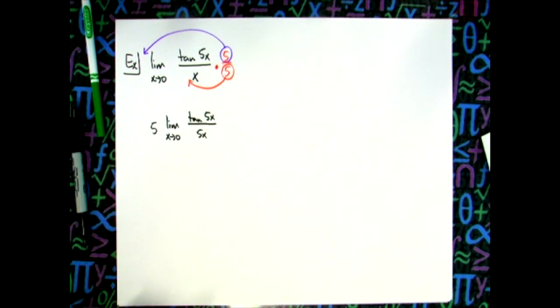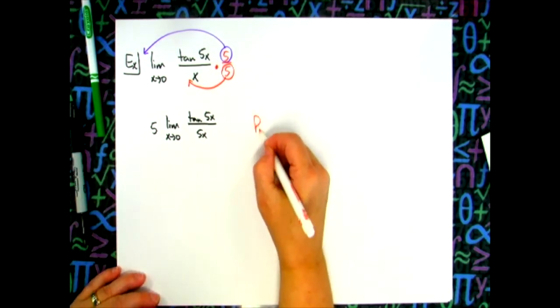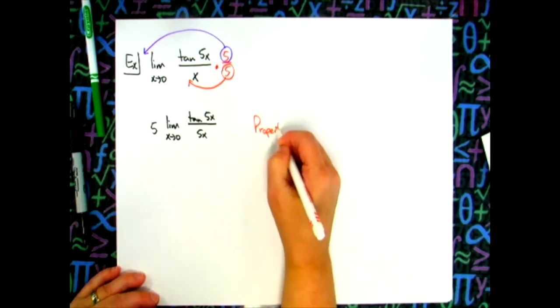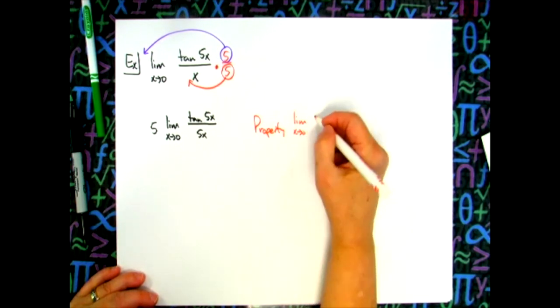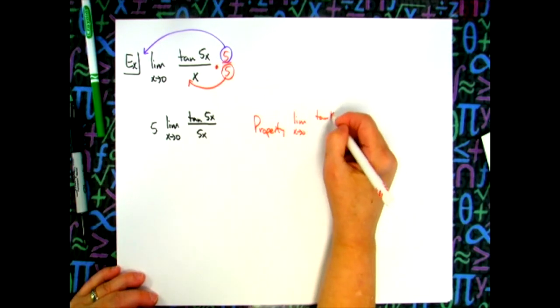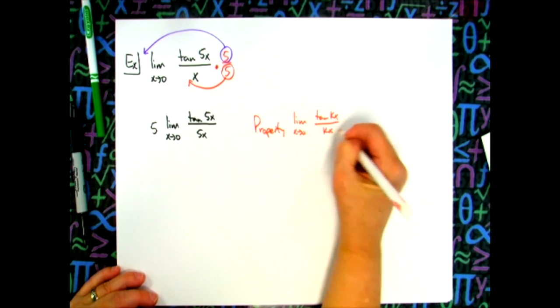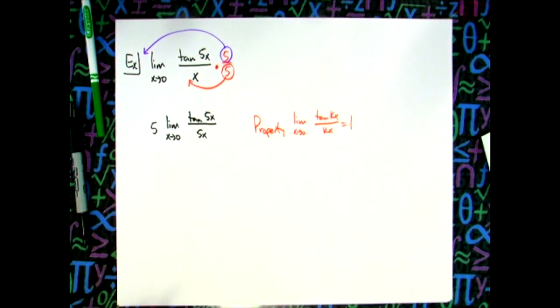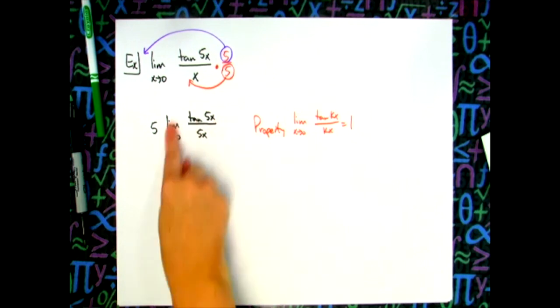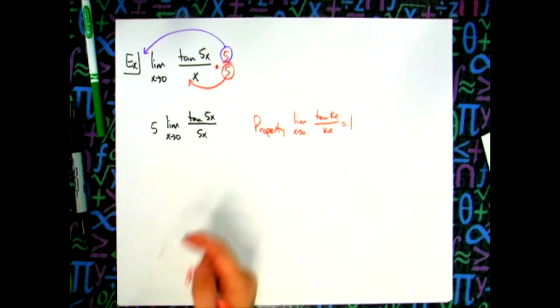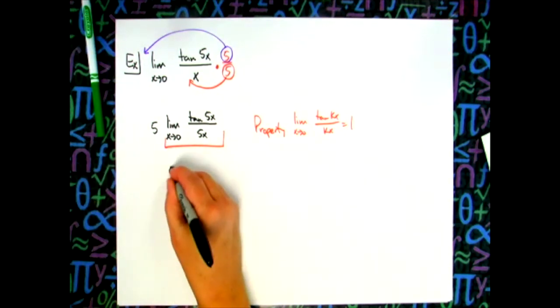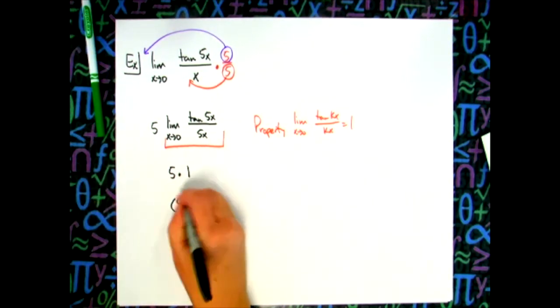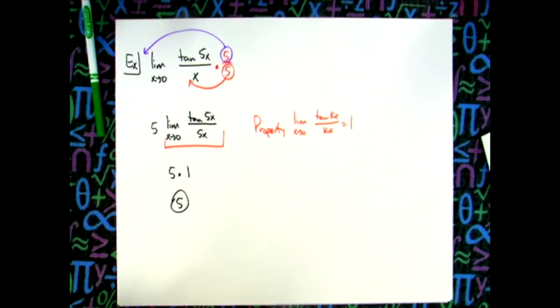All right. And again, the property, you don't have to write what I'm writing in red, but the property that I would be using is the limit as x approaches 0 of tangent kx over kx, and that has a value of 1, which means then I can evaluate this part of the limit, and that's 1. So then 5 times 1 is 5. So we good with that? Okay.